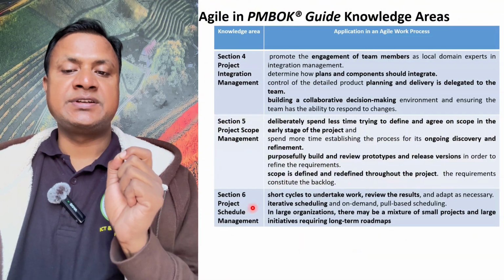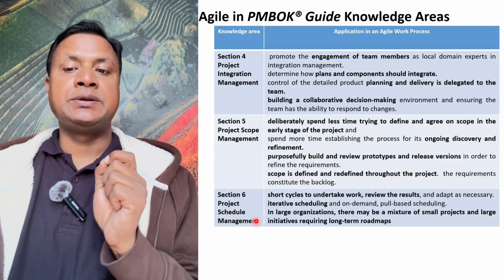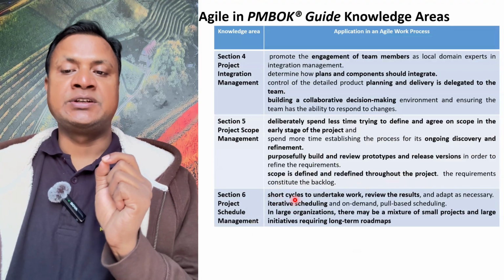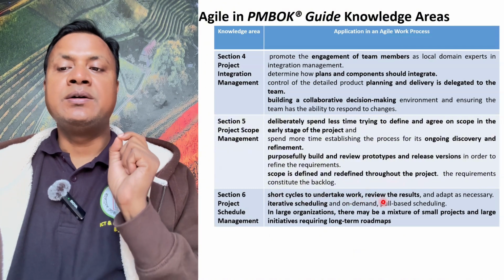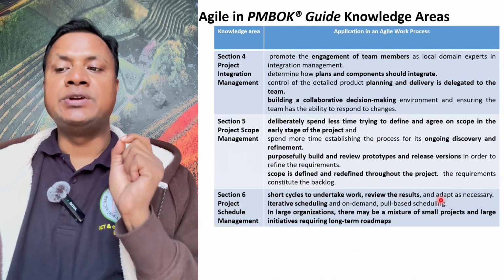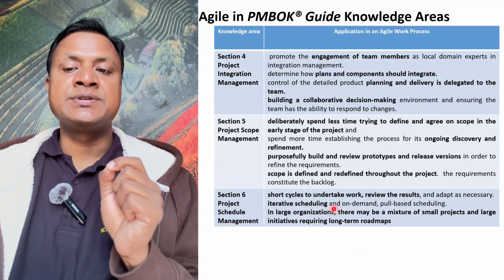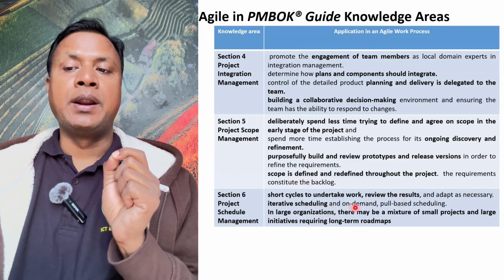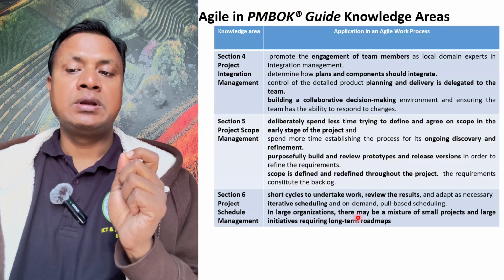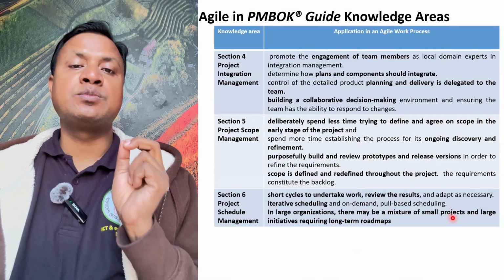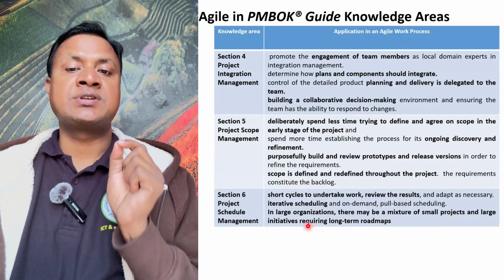And number 6, project schedule management. For managing the schedule in agile process, we use short cycles to undertake work, review the results, and adapt as necessary. We ensure iterative scheduling and on-demand, pull-based scheduling. In large organizations, there may be a mixture of small projects and large initiatives requiring long-term strategies.